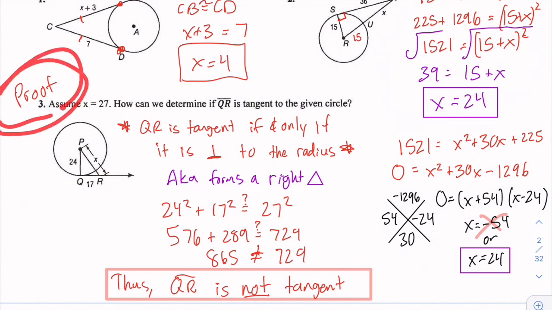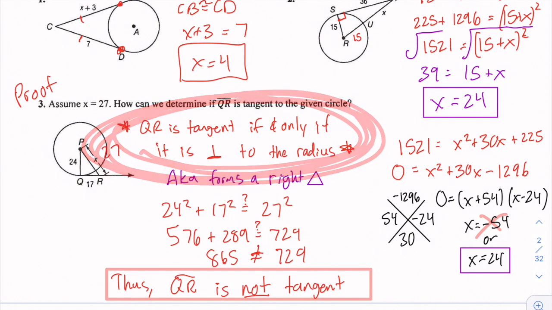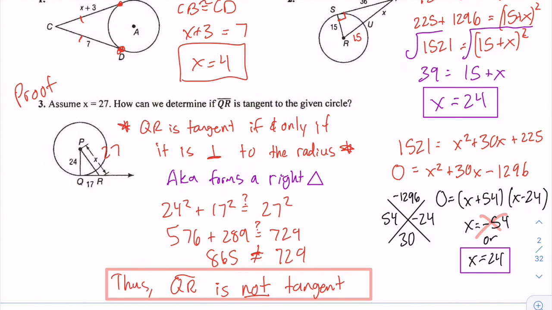Number 3, this is like a proof type of question. It's letting you know right now that, hey, this is 27. Is QR going to be tangent? Now, it can only be tangent if and only if it is perpendicular to the radius. So is this going to be perpendicular? AKA, does it form a right triangle?